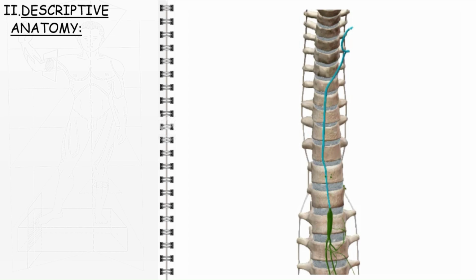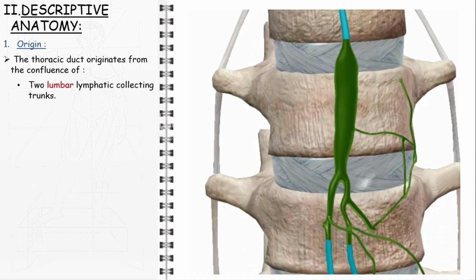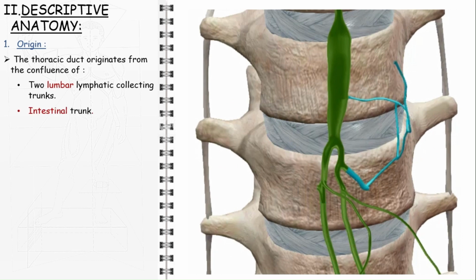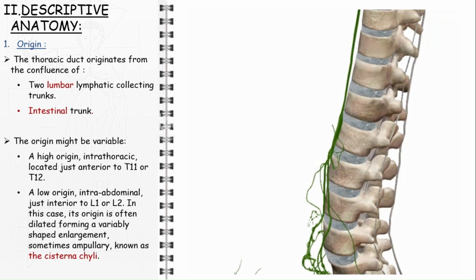Let's start with the descriptive anatomy of the thoracic duct. The thoracic duct originates from the confluence of two lumbar lymphatic collecting trunks and the intestinal trunk. Its origin might be variable. Sometimes it is high, intrathoracic, located just anterior to T11 or T12. Sometimes it is low, intra-abdominal, just anterior to L1 or L2.